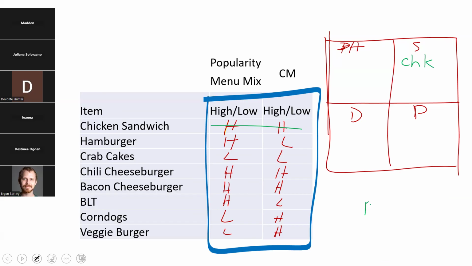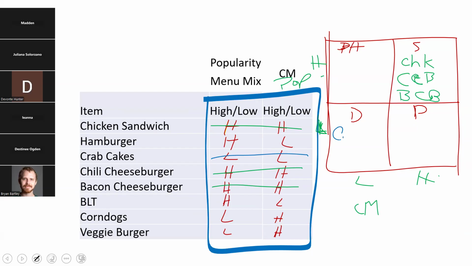Remember, contribution margin, popularity is over here. We have high and low. We have low and high. So if we have high popularity and high contribution margin, that is our star. So that's also going to be our chili cheeseburger. And that's also going to be our bacon cheeseburger. Okay. The other combination is low, low. That may be our crab cakes.